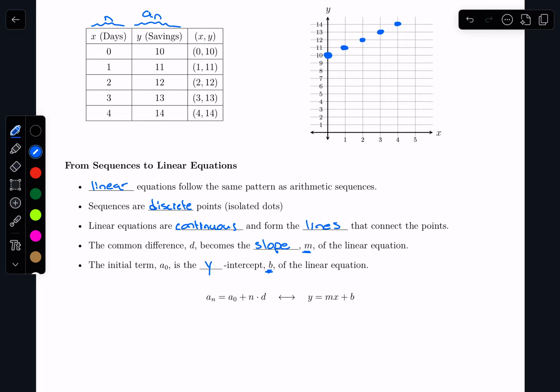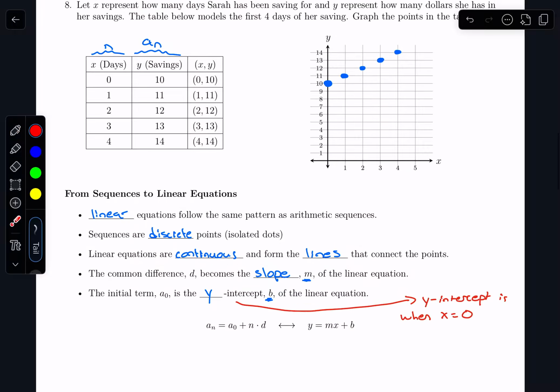Okay, so slope is the common difference, that's m, and b is the y-intercept, that's a sub 0. We will talk more about y-intercepts later on in this class, but for now, you just need to know that the y-intercept occurs where x is 0. So I'm going to make a little note right here that the y-intercept is when x equals 0. So this is the place where the graph touches the y-axis.